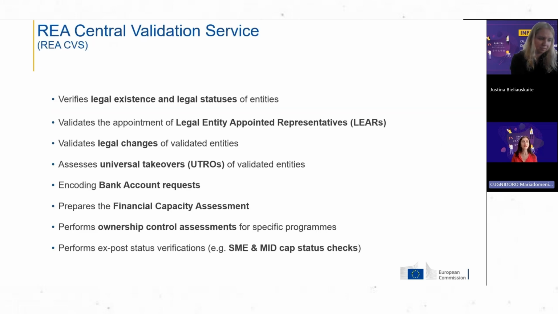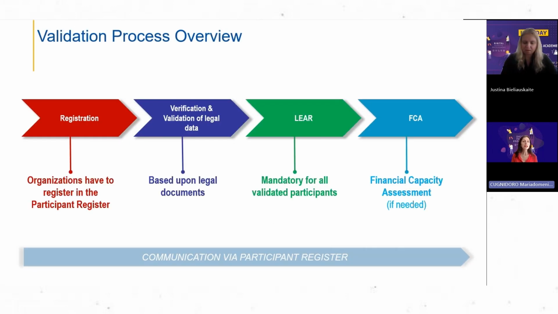First of all, we start with our service. What do we do in the legal validation service? Against the specific supporting documents that we request from the participants along the way, we verify the legal existence and legal status of the entity. We validate the appointment of the legal entity appointed representative, and we have many other tasks which are linked to the correct validation of each organization in the different systems. So the validation process overview is made of 4 stations.